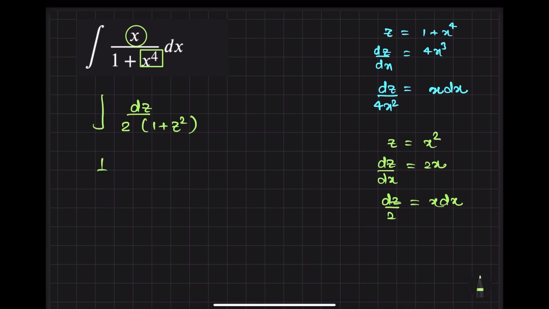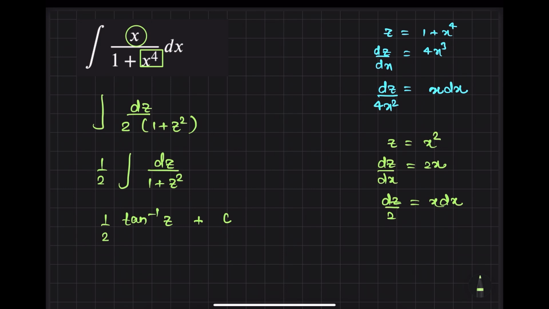So can I take 1 by 2 common, and we will be left with dz by 1 plus z square. Now try to recall those formulas that you have memorized. So we have dz by 1 plus z square. It reminds you of tan inverse x. So can I write 1 by 2 tan inverse z plus integration constant c?